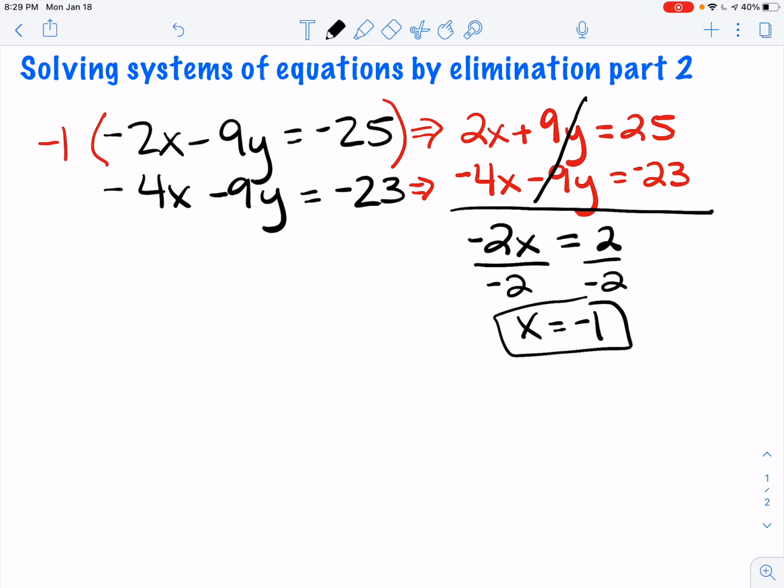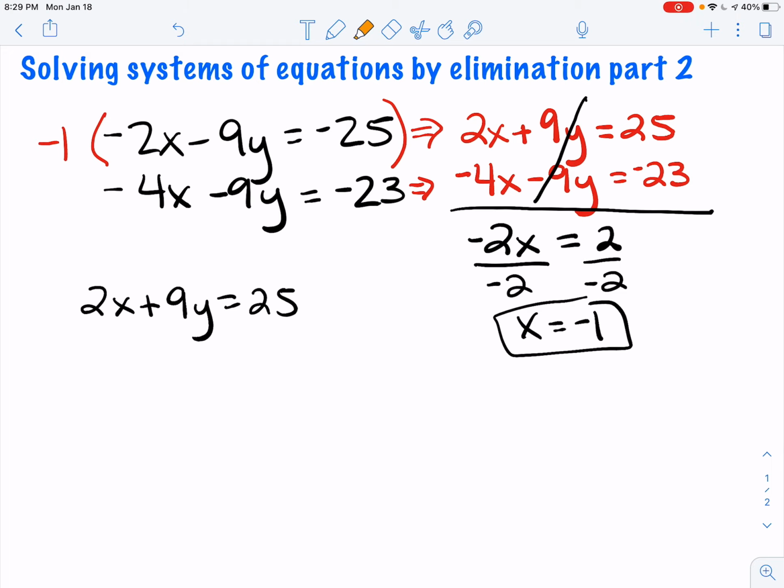So this is the first half of my problem. So now I'm going to go back and substitute this value into one of my original equations. I can even use one of the rewritten equations that I have up here written in red. And that's what I'm going to do. I'm going to use that top equation. I'm going to take 2x plus 9y equals 25.